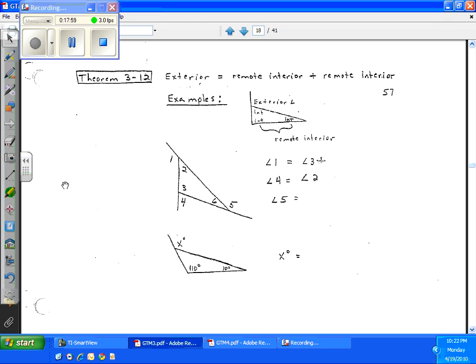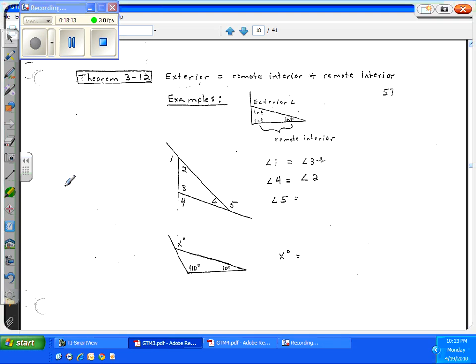And then we have this last one, which we wanted to focus on because it seems to slip our mind as we move from this to lessons in the future for some reason. An exterior angle is equal to the sum of its two remote interior angles.